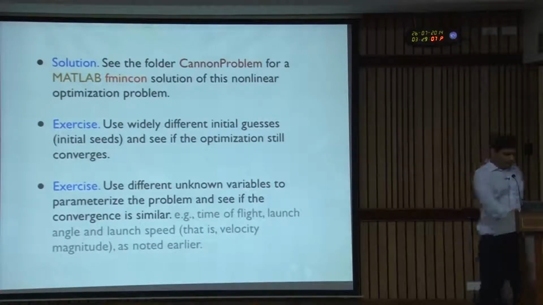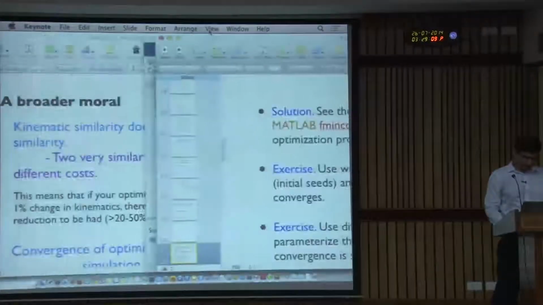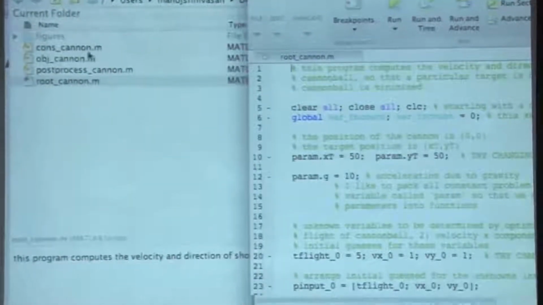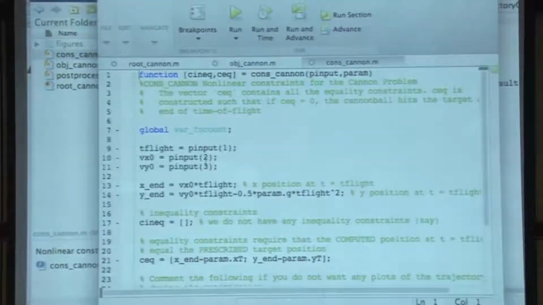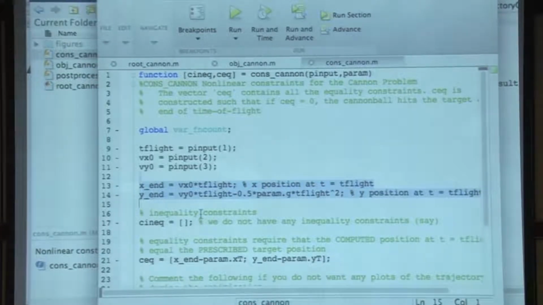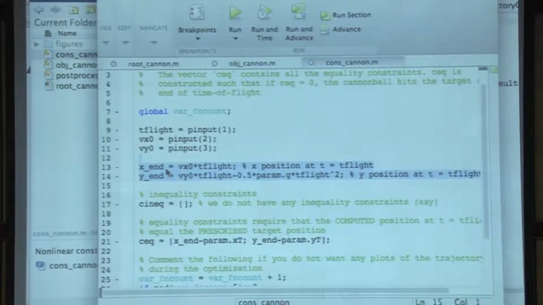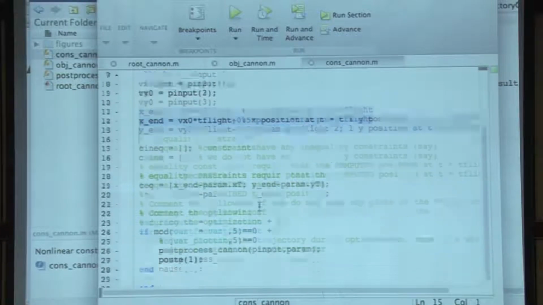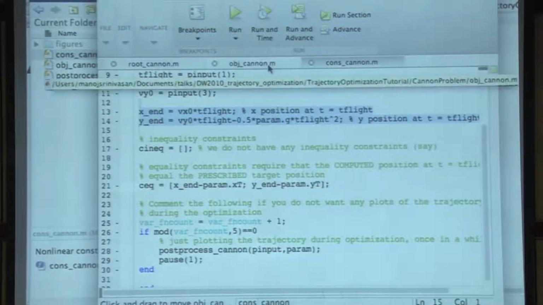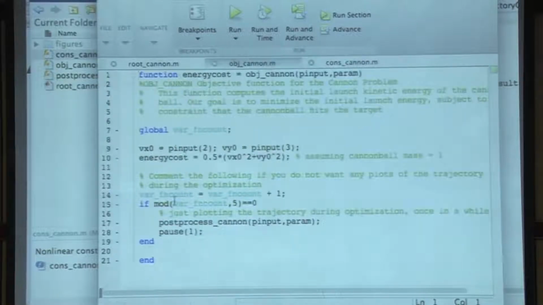Okay, so let's go to MATLAB again quickly. So again, we have these same functions: the objective function, the constraint function, and so on. The constraint function has these two equality constraints here. Again, we are unwrapping p input. We are just computing the end position for a given p input, and then saying CEQ equals the computed end position minus the required end position. So those are going to be two equality constraints that are nonlinear, and then the objective function is just vx naught square plus vy naught square.